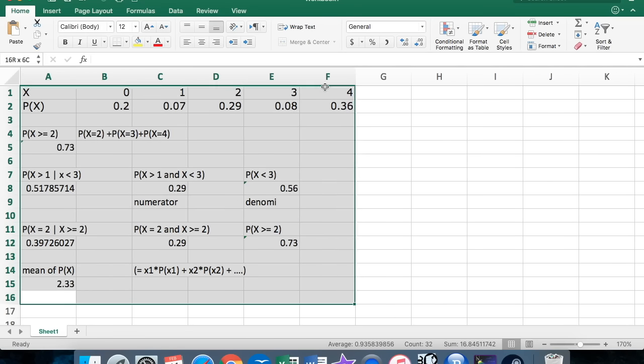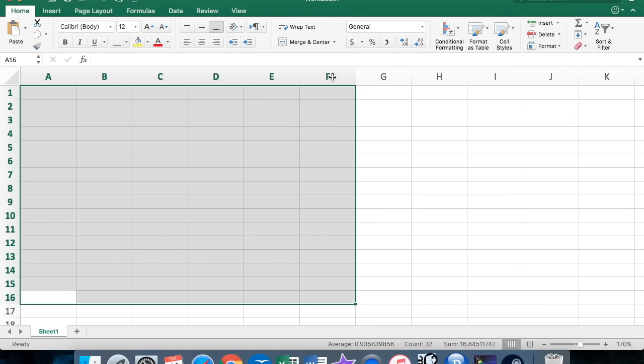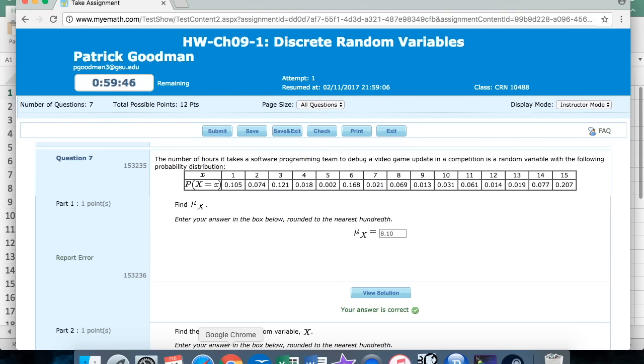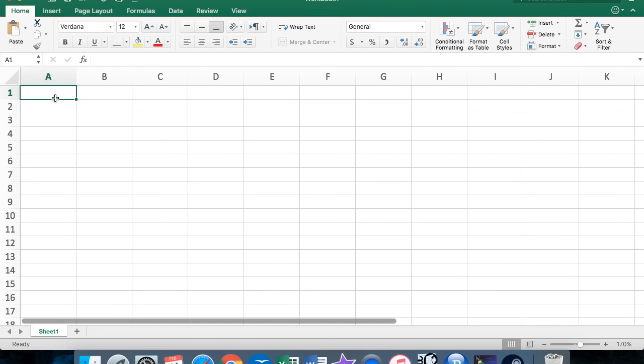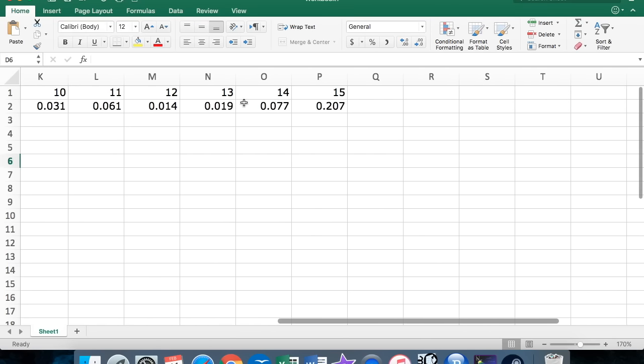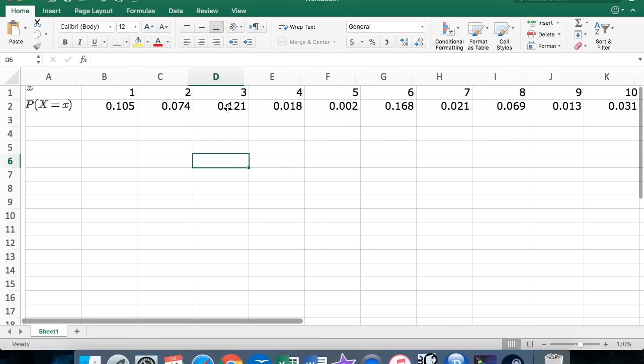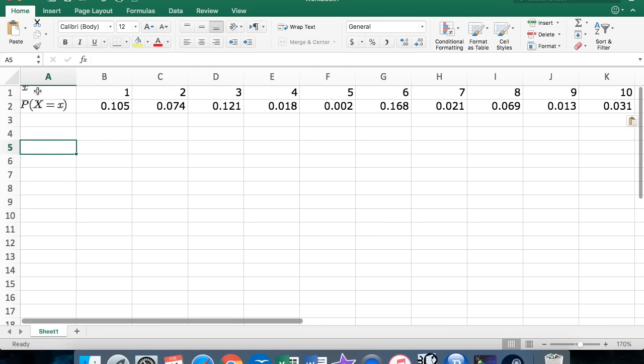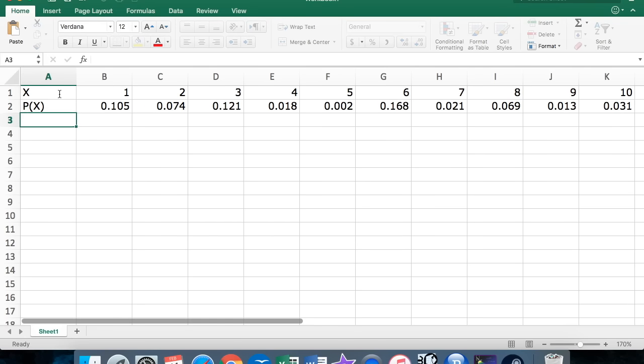So this is the only way you really need to know how to do it for your test and your homework. Okay, so first things first, it's another probability distribution, so let's copy this guy over. And it's a little longer than the other one, so just know that there are more numbers there than what I'm showing. Let me get rid of these. So this is x, and this is probability of x. So just my distribution.